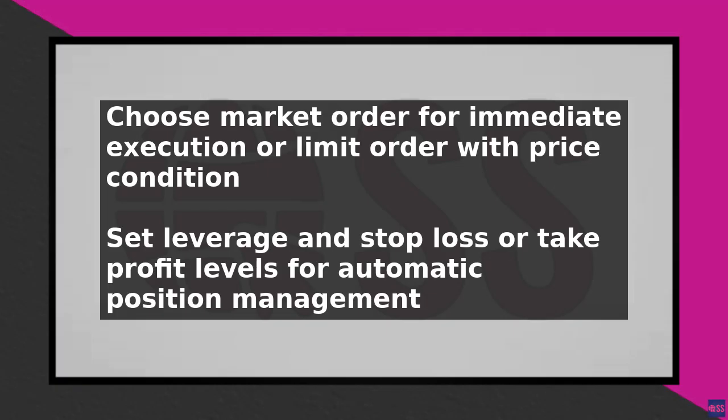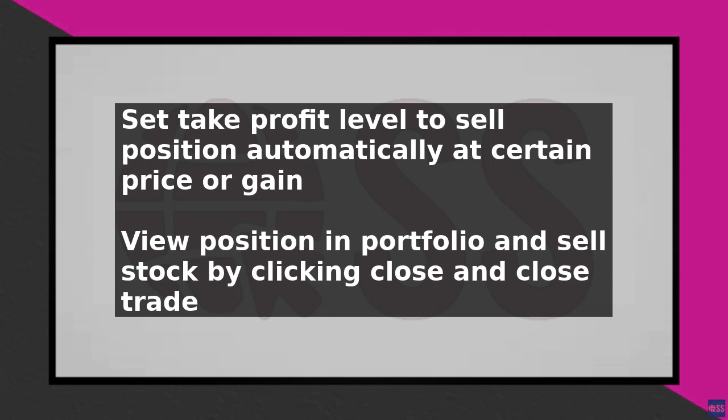If you choose a market order, the trade will be executed immediately if the market is open, or when the market opens if it's currently closed. Some stocks also allow you to set leverage and stop loss or take profit levels. For example, you can set a stop loss to sell the position automatically if the stock price drops by a certain amount or percentage. You can also set a leverage level, such as 1x, 2x, or 5x, which determines how much your position will increase or decrease in value relative to the stock price.